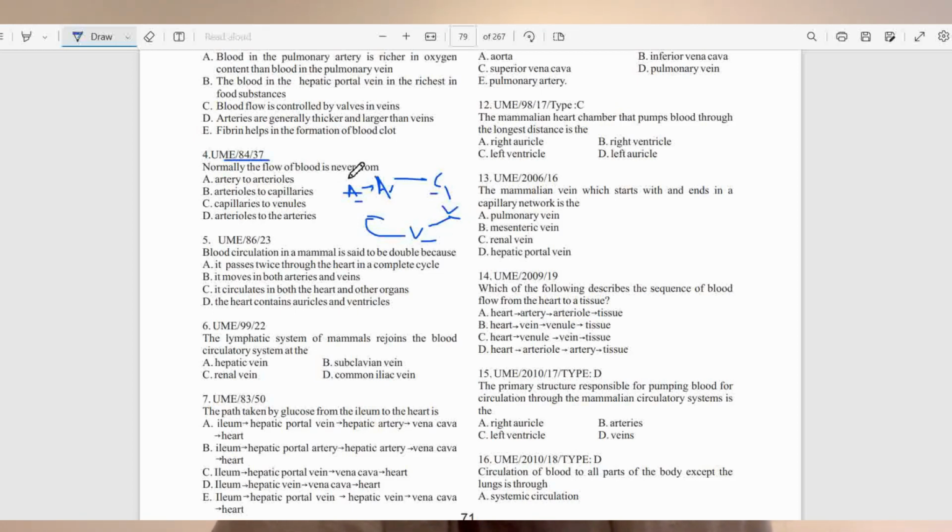So in which way is not possible? Artery to arteriole is right. Arterioles to capillary is very right.